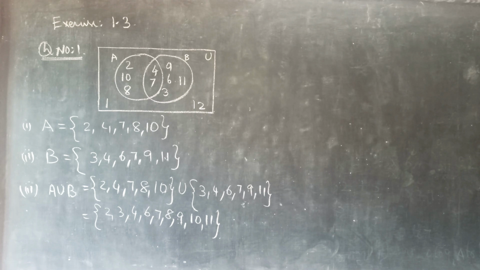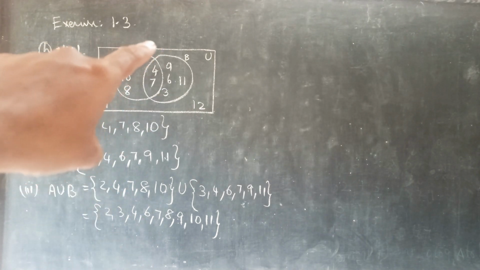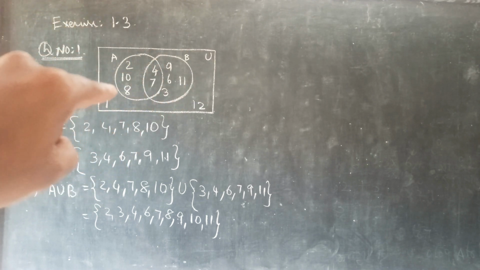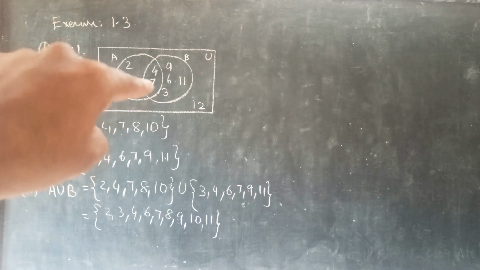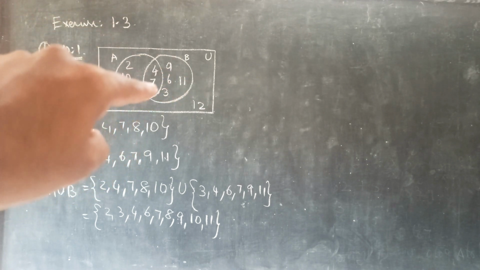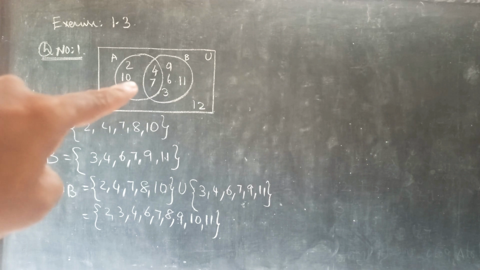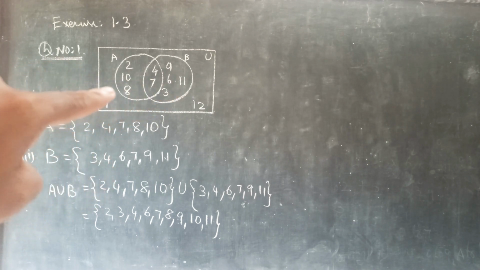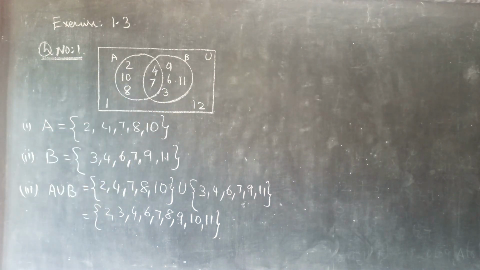Now I show you the diagrammatic representation. As you can see, there is an A circle, there is a B circle. Anything that lies inside the circles should be written. So 2, 3, 4, 6, 7, 8, 9, 10, 11. All the numbers are here: 2, 3, 4, 6, 7, 8, 9, 10, 11.